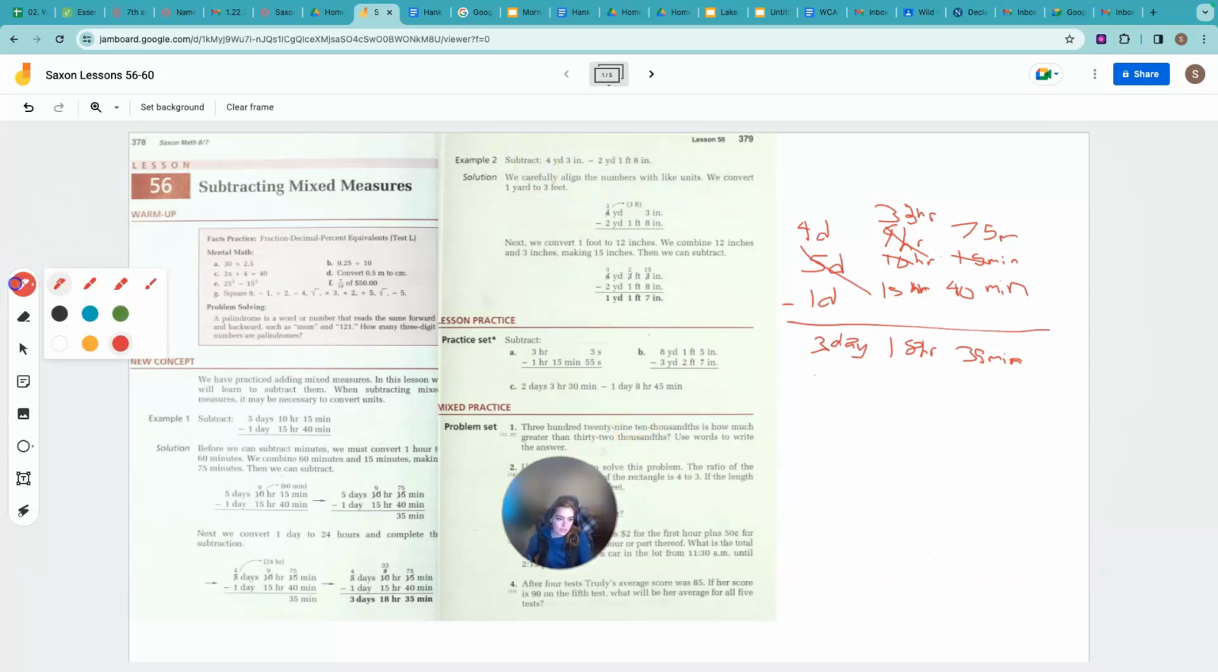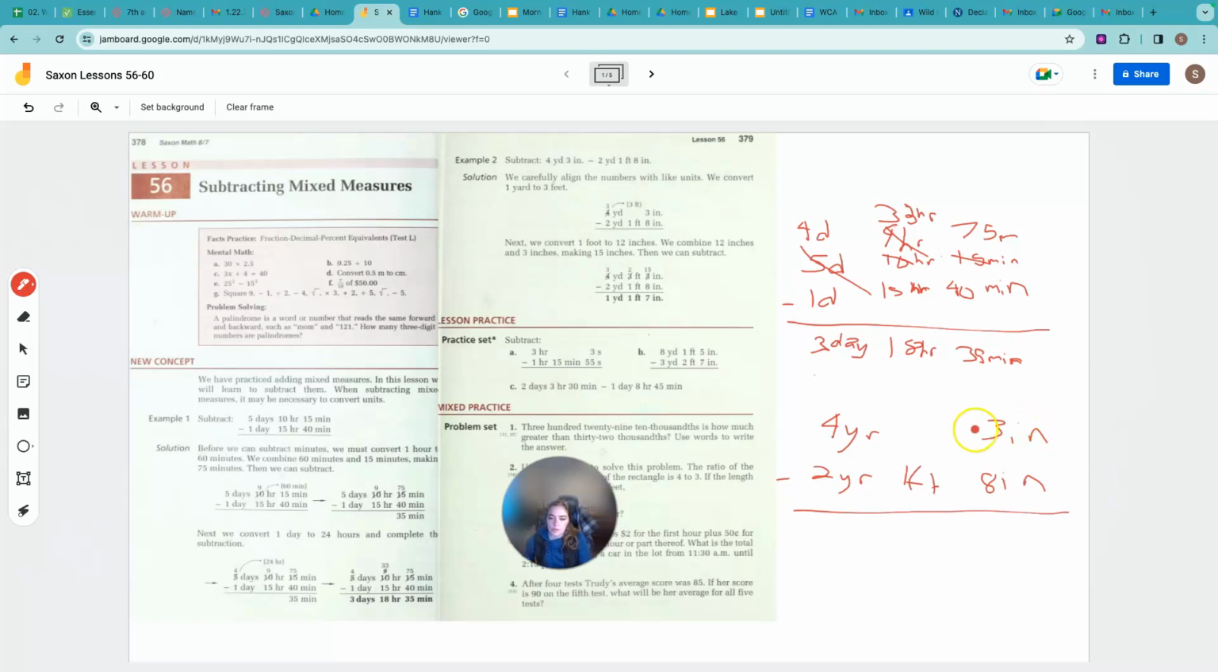Example 2 has to deal with yards. So we have 4 yards and 3 inches minus 2 yards, 1 foot, 8 inches. So again, we want to make sure we're clear on what our conversions are. There are 12 inches in a foot and 3 feet in a yard.